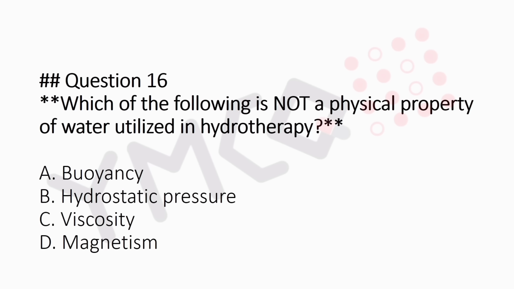Which of the following is not a physical property of water utilized in hydrotherapy? Option A, buoyancy. Option B, hydrostatic pressure. Option C, viscosity. Option D, magnetism. And answer is option D, magnetism. Now let's move to question number 17.